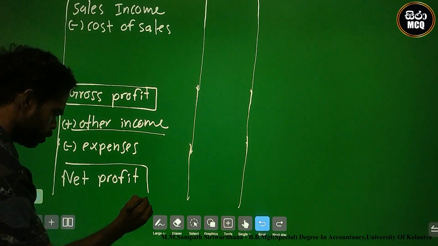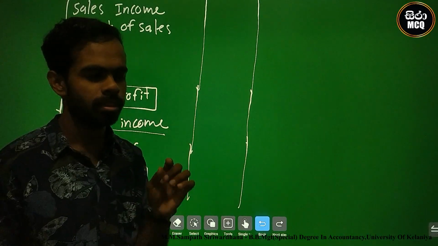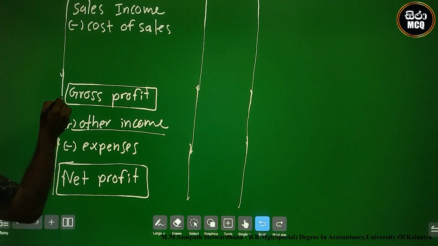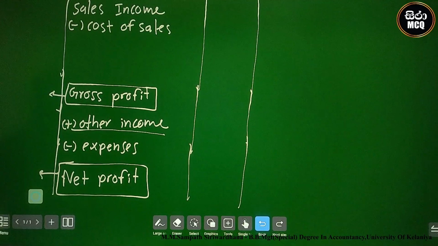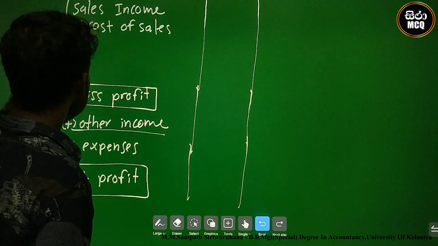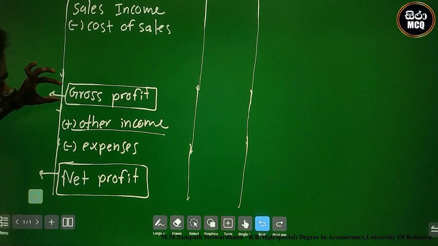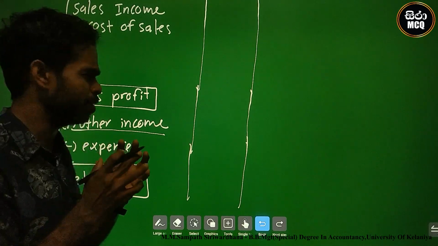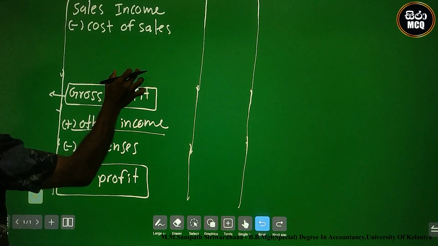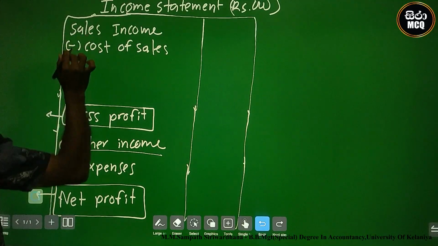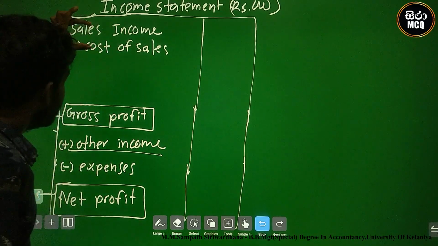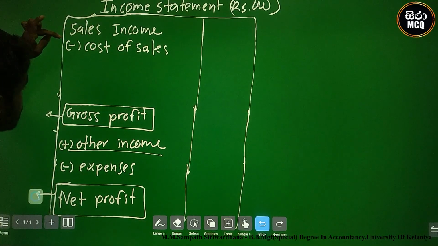Think about it: this is a sole proprietorship, a sole business, with one owner. In that case, gross profit and net profit are our requirement. Two items are related to gross profit: sales income and cost of sales. Errors in sales income and cost of sales directly impact the gross profit.